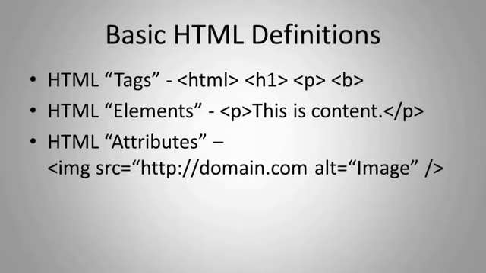So basic HTML definitions. HTML is comprised of what's referred to as tags. You can see here there's some example tags, HTML, H1, P, and then B. You'll also note that each tag is wrapped in these angle brackets, or also the less than and greater than sign if you prefer that. And you can see how that's done.